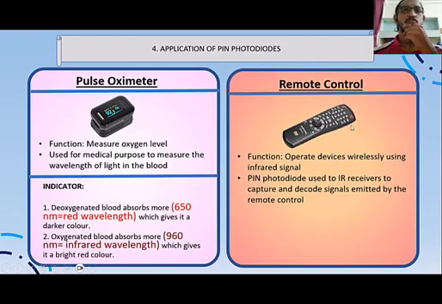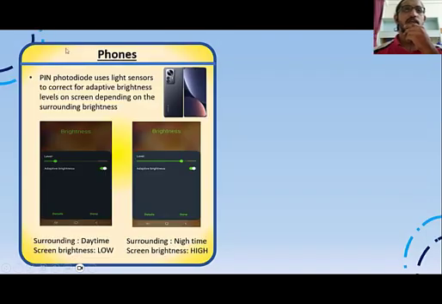Another application is remote controls, where PIN photodiodes are used to capture and decode infrared signals emitted by the remote control. Thirdly, PIN photodiodes are also used in phones that act as optical sensors, which use ambient light sensors in phones to adjust the brightness according to surrounding light conditions.